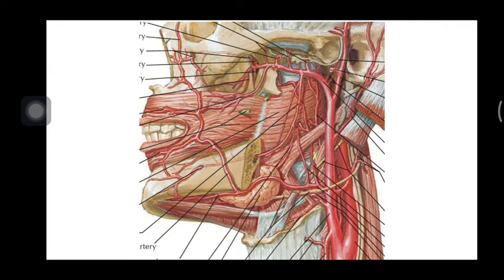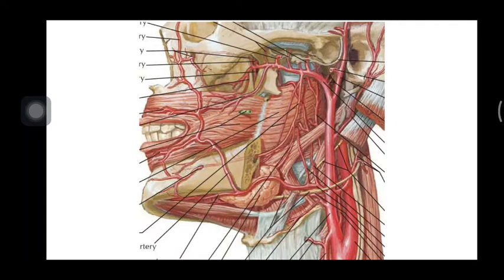Then it goes on in the superior aspect, and once it reaches the upper border of the superior constrictor muscle, this muscle is the superior constrictor muscle. At the upper border of the superior constrictor muscle, it winds around and accompanies the levator veli palatini and supplies the structures there: soft palate, tonsil, wall of the pharynx, and auditory tube.